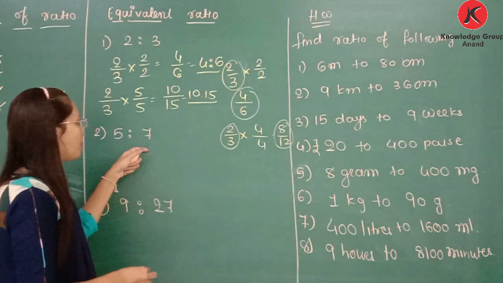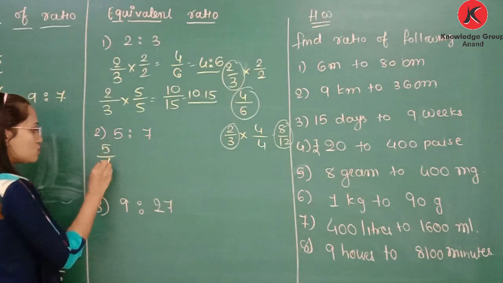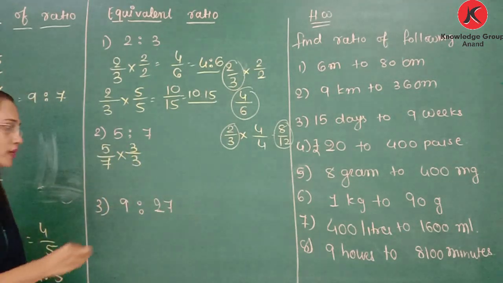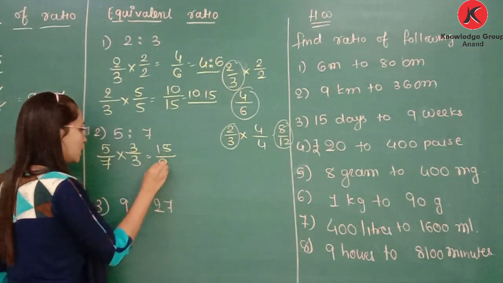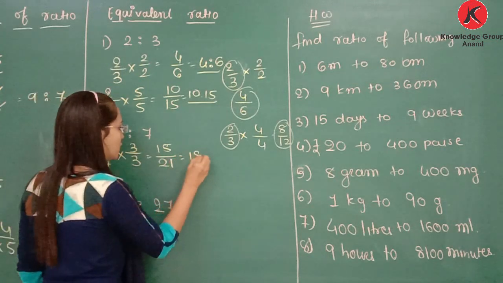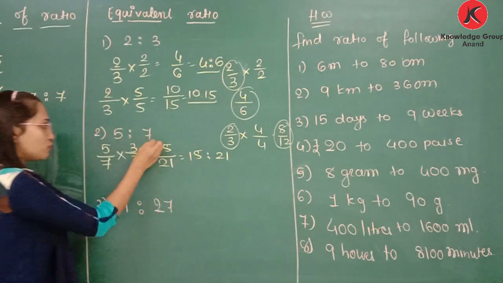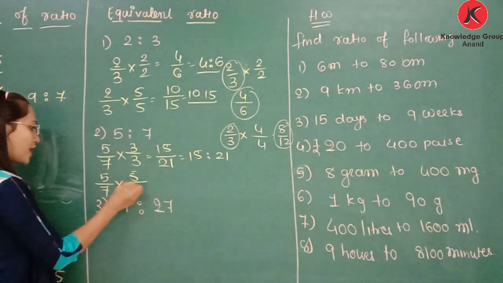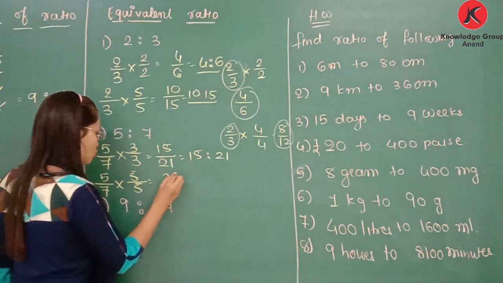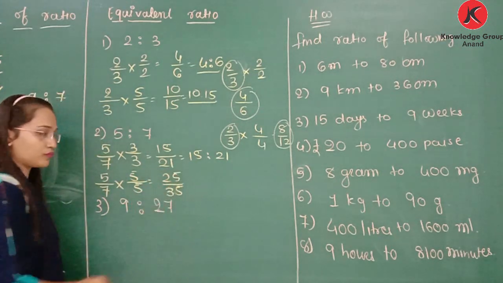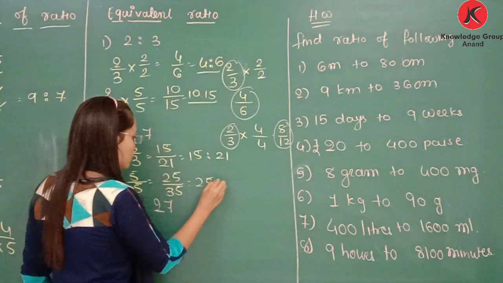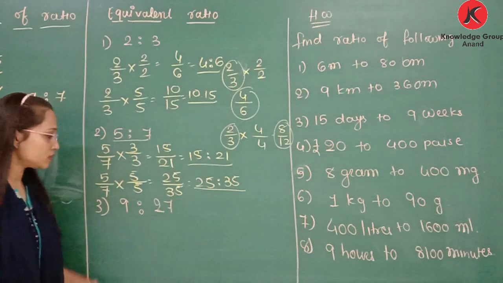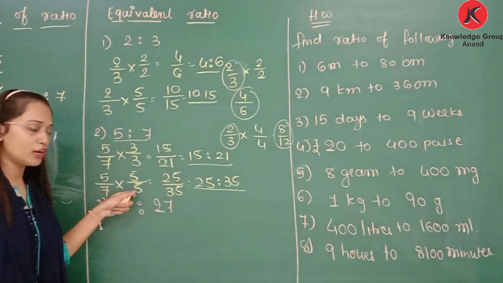Again we will apply the same method. 5 is to 7 is 5 divided by 7. Multiply with 3 in the numerator and denominator. So 15 by 21. So here 15 is to 21 is equivalent to 5 is to 7. 5 by 7 multiplied with 5 by 5 gives 25 by 35. So 25 is to 35 is equivalent to 5 is to 7. Remember, the number must be the same in the numerator and denominator.